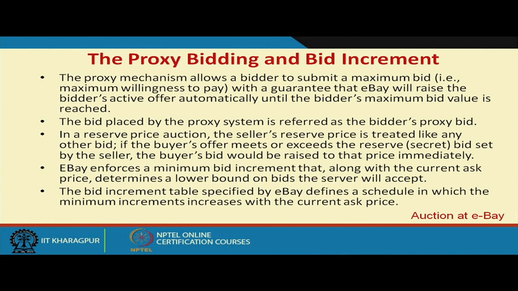Now, eBay also enforces some minimum bid increment, and as we have discussed earlier, this bid increment depends on the price range within which the bidding is taking place. For a very high priced product, this minimum bid increment will be very high, for a low priced product it will be very low. Then the bid increment table is specified by eBay itself, and this proxy bidder follows this while outbidding the bidders.